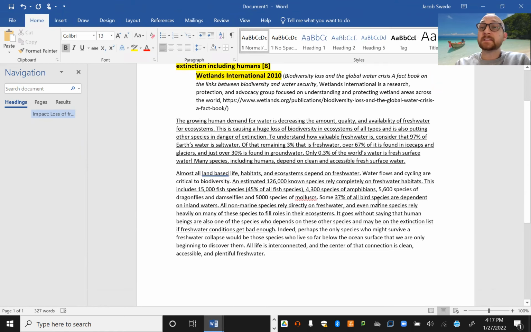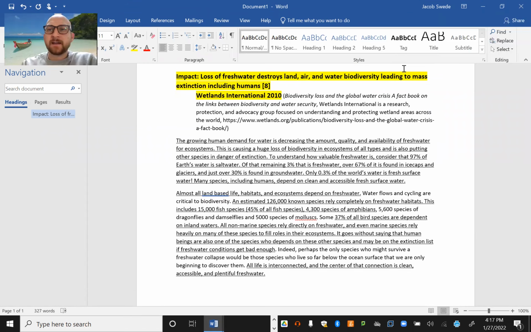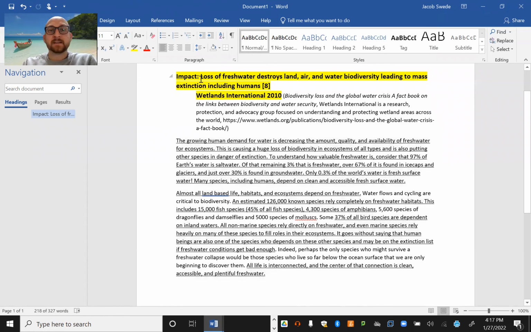So let's look at the evidence itself and let's see how, if we look at the actual evidence the way it is right now, more than half of it, probably like 75% of it is what you would read in the debate. And that's a lot. So let's try to get that a lot shorter and more efficient. So again, we're looking for the claim, loss of fresh water destroys land, air, and water biodiversity, leading to mass extinction, including humans. So what's the first sentence?